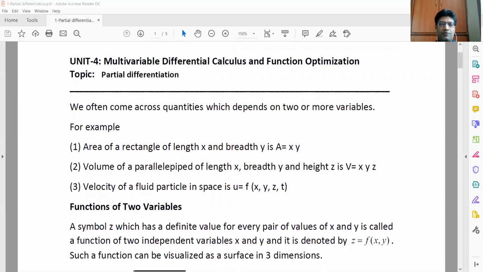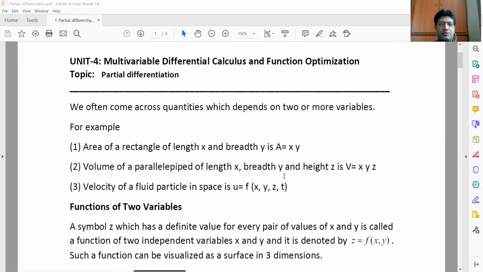Similarly, if you consider the velocity of a fluid particle in space, then it is a function of four variables. So it depends on the position x, y, z as well as the time. Okay, so it is a function of four variables. So like that we can find a number of examples which depend on two variables, three variables, four variables like that. Okay, so now first we'll see.